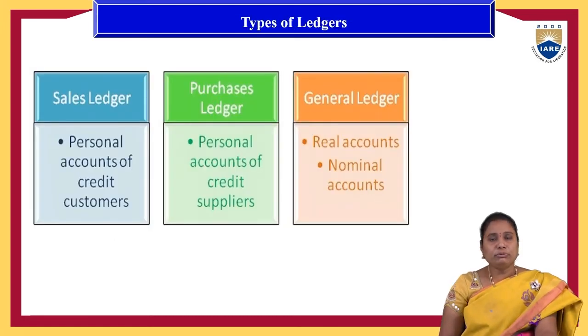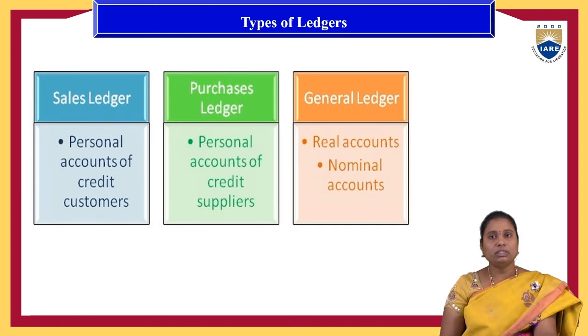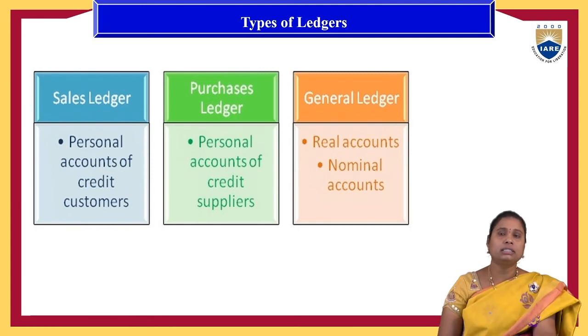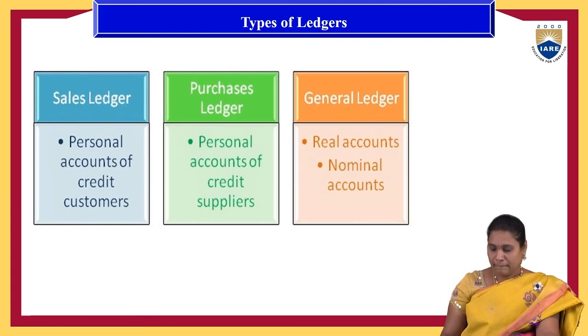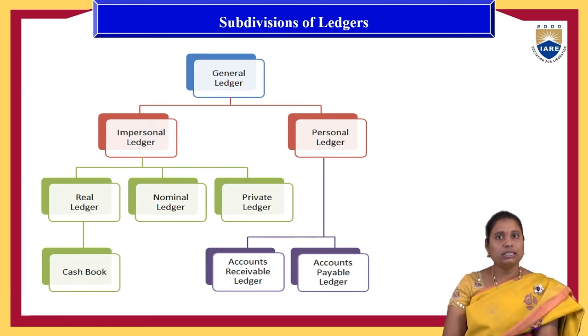If we see the types of ledgers, they are of three categories: sales ledger, purchases ledger, and the general ledger. If personal accounts are taken into consideration, then credit customers' information is called the sales ledger. Purchases ledger means the suppliers' information. And the general ledger is related to every transaction; that is called the general ledger.